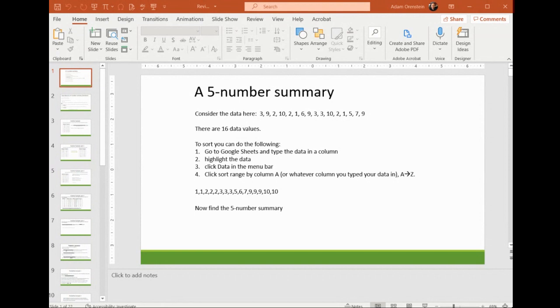Remember, we have done this 5-number summary. If I remember last time, I think I went through it. I reminded you of what it was last time. So I figured it'd be good to do some more examples of it.